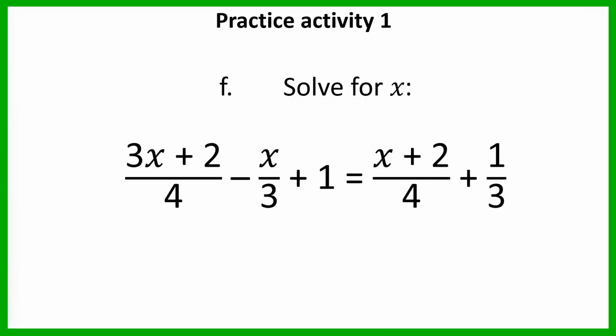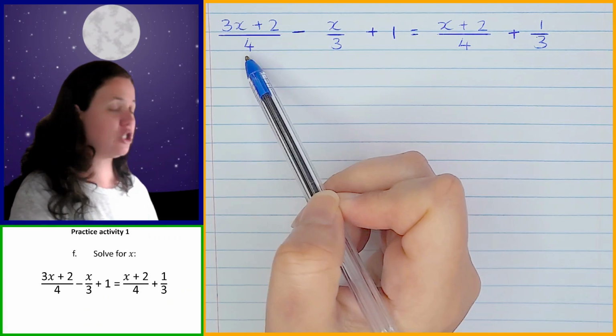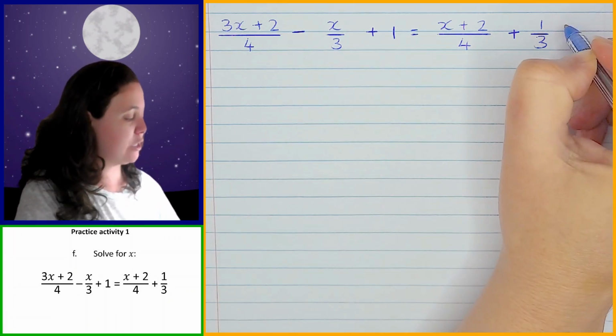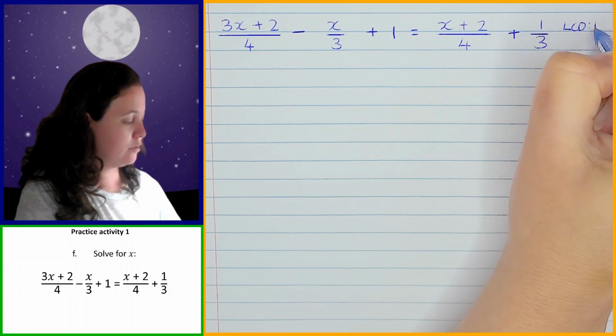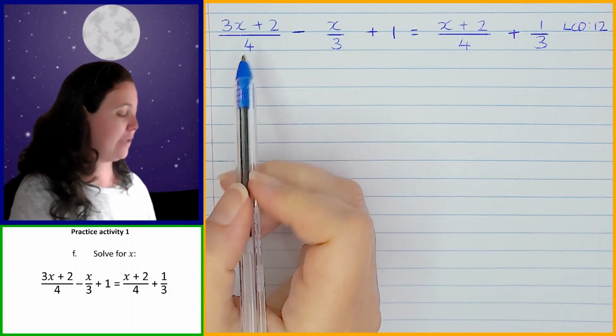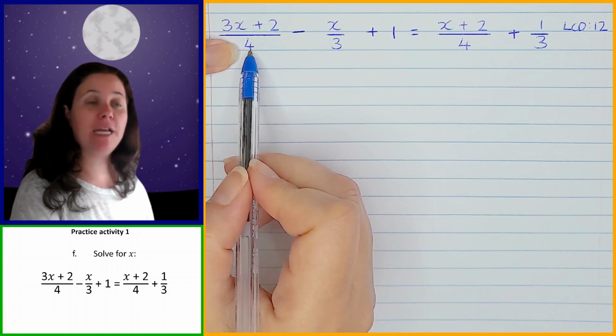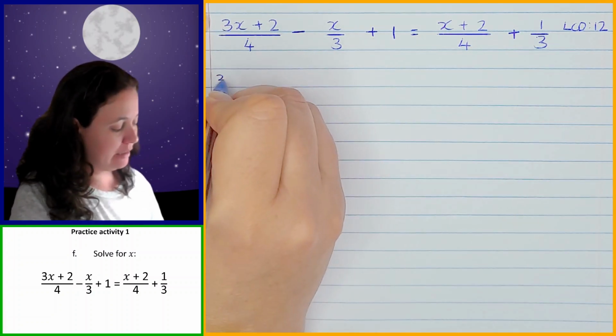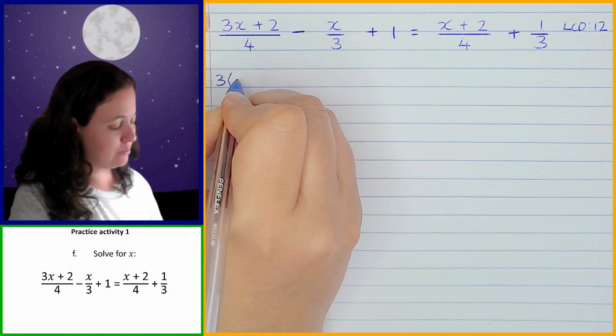Okay, so let's go through that question. First, my denominators here are 4, 3, 4, and 3, so my LCD is going to be 12. Over here I need to multiply 4 by 3 to get 12, so I'm going to multiply the top by 3, and that gives me 3 times, in brackets, 3x plus 2.